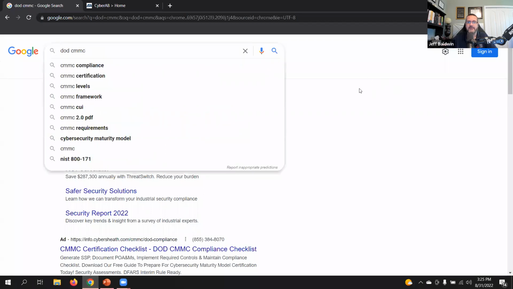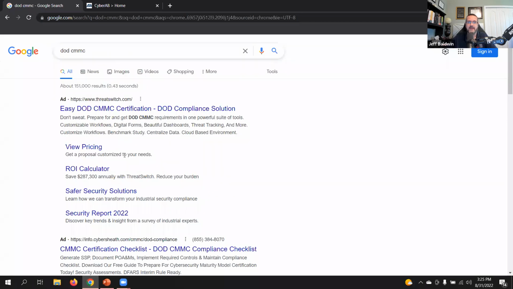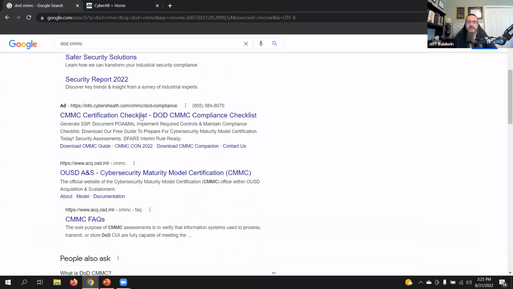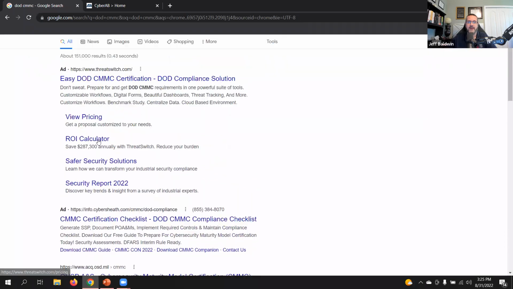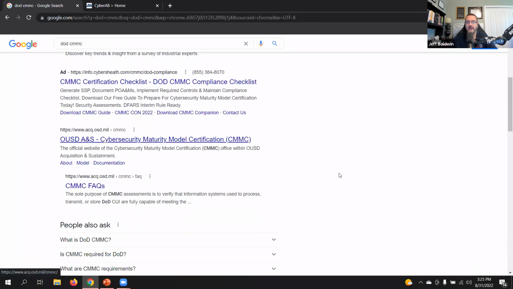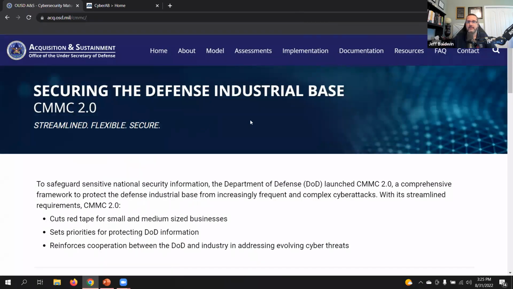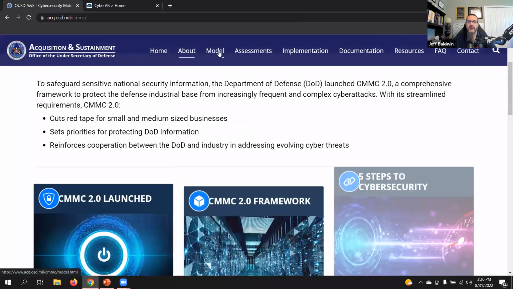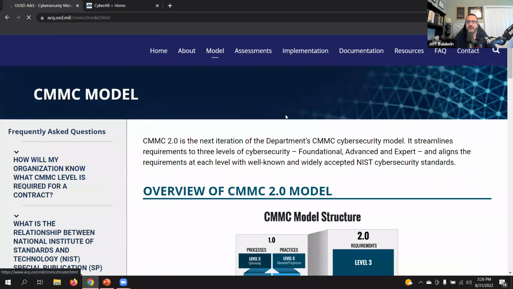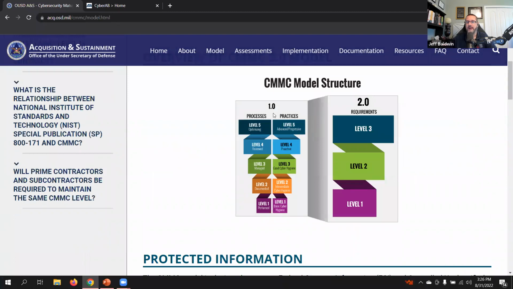First things first, if you've never been there, you can just Google DoD CMMC. You go down a few, it looks like some people paid for some ads, well done, but here's the government site. If you need more information about what that looks like, this is the CMMC site, with the about and the model. Like I mentioned before, we're currently under CMMC 2.0, and that's why I date things, because a year from now we could be under 3.0.